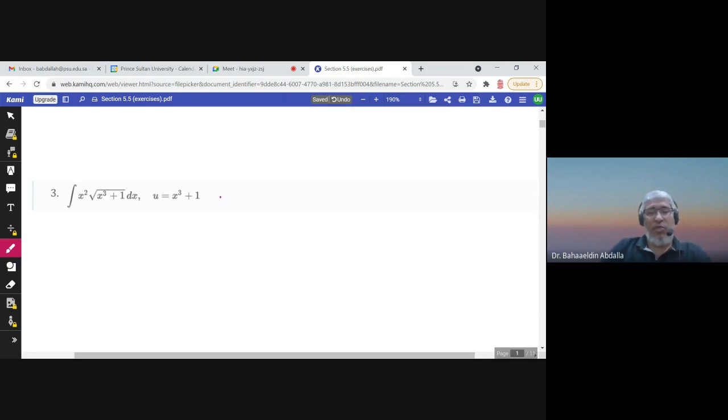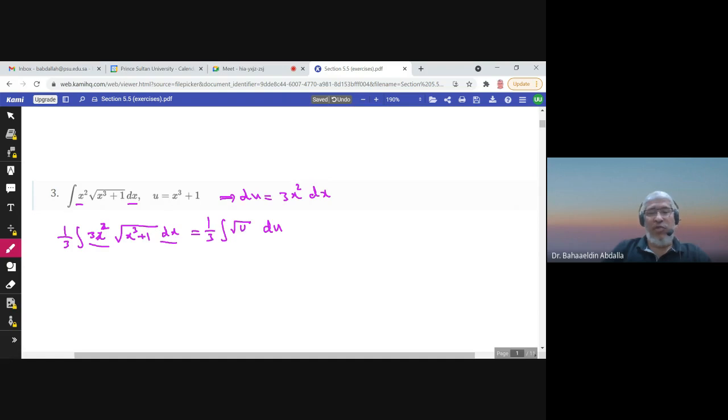u is x cubed plus 1. du would be the derivative of x cubed plus 1, which is 3x squared dx. I have x squared dx, so I need 3. So I will divide outside by 3, inside multiply by 3, 3x squared, and I have the root dx. So changing from x to u, 3x squared dx as du, and square root of x cubed plus 1 is square root of u.